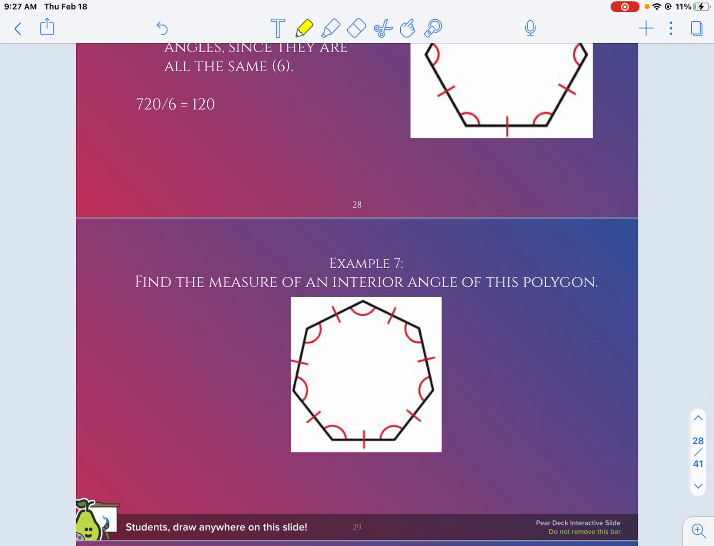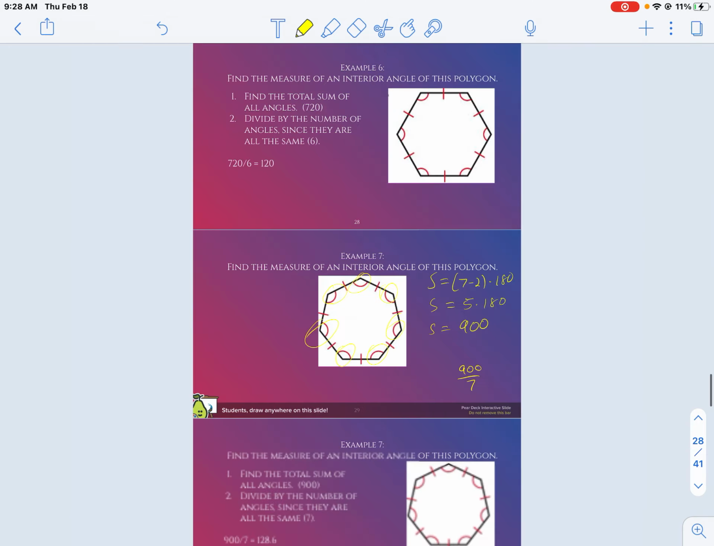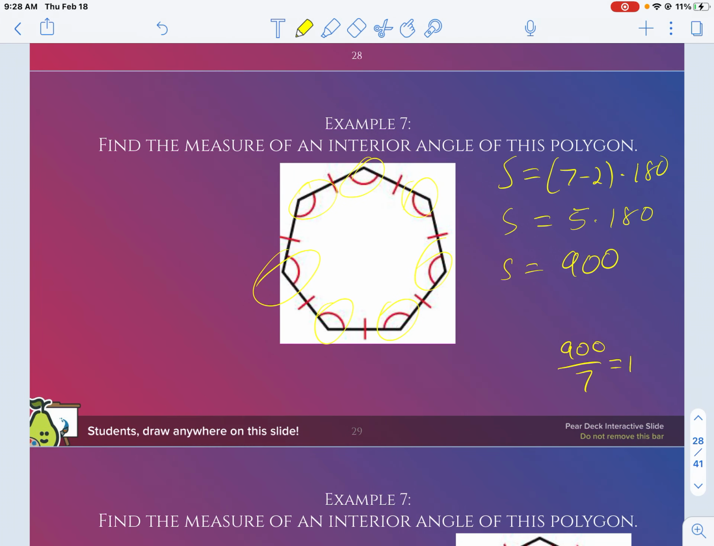Okay, and again, I'm going to give you this one to do. So we want to find the measure of one interior angle. So again, we have 1, 2, 3, 4, 5, 6, 7 angles. We're going to find the sum, 7 minus 2 times 180. The sum is 5 times 180. So the sum is 900. And if we want one angle, we do 900 divided by 7. And we get 128.6. So again, if you want to find one angle, you take the sum of all the angles, divide it by how many angles there are, and because they're all the same, it will spit out one of the angles.